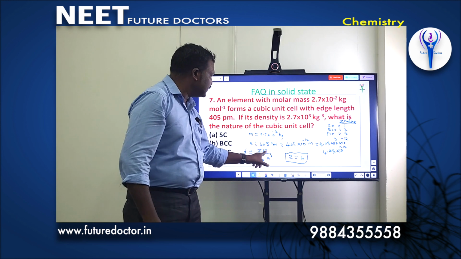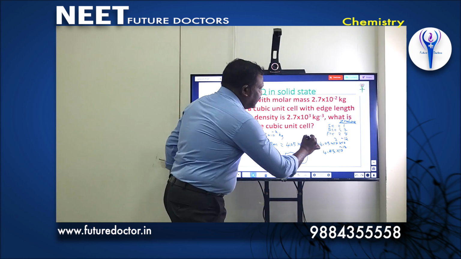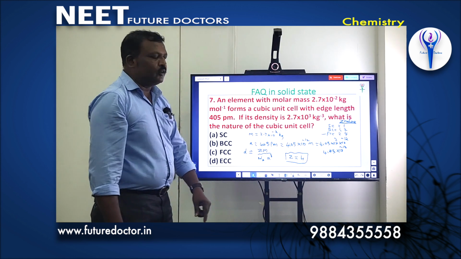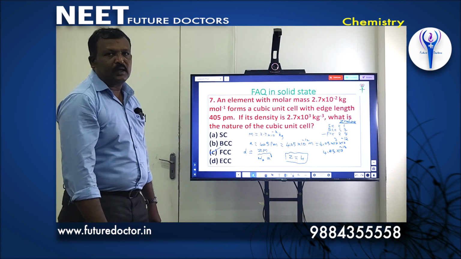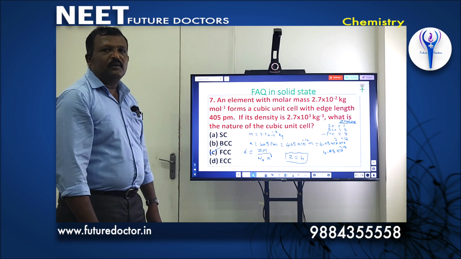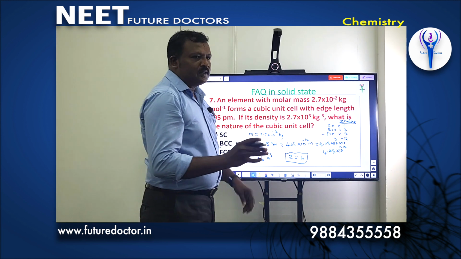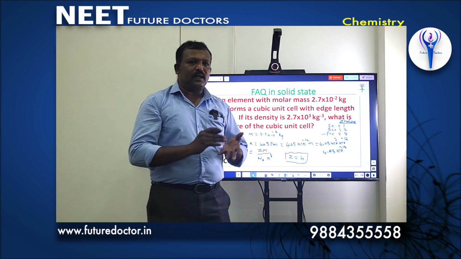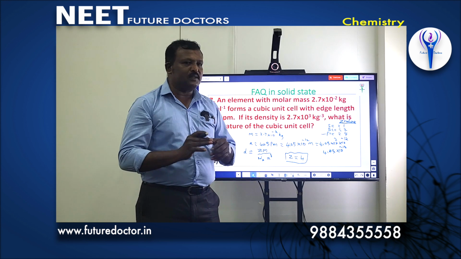If you substitute all this, we get the value 4. If you get 4, what kind of unit cell is it? This is a face centered cubic unit cell. So the answer is, C is the correct answer. Understood? I hope you understood everything. So before studying this, you must know the concept as well as the formula. If you know all this, you can solve the problem.